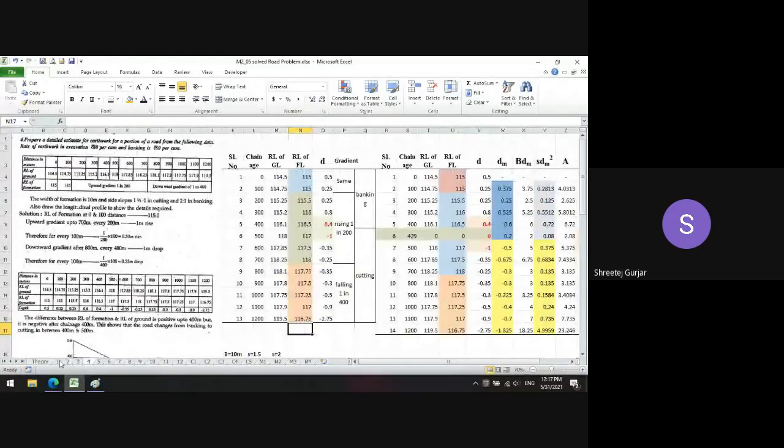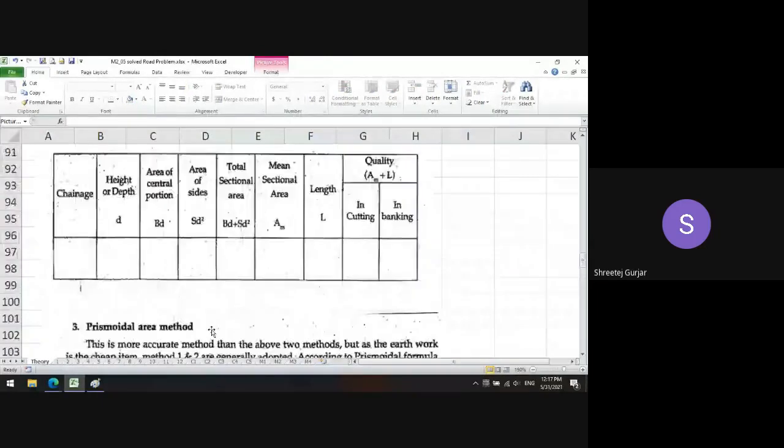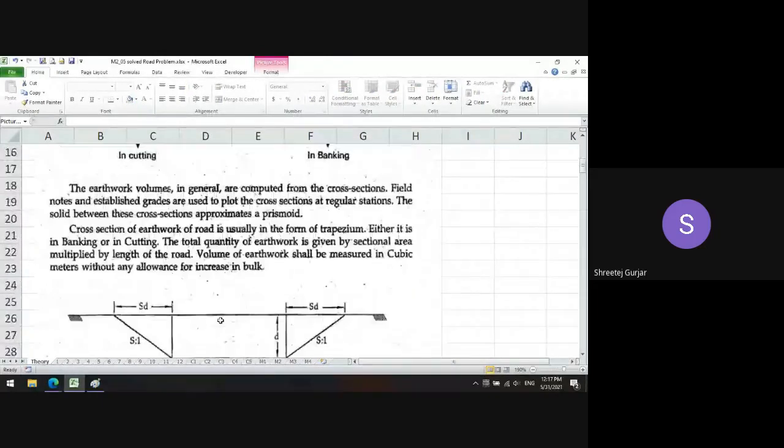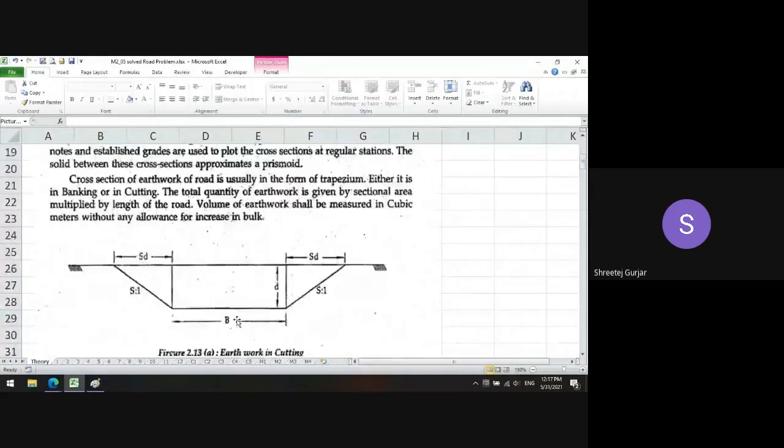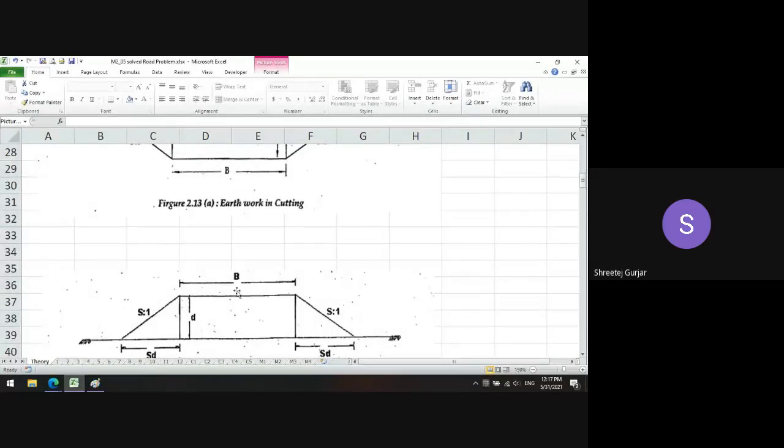But we have not calculated for what? We have not calculated exactly for your road, for your pavement. We have not included your pavement, whether it is a concrete pavement or a bituminous pavement. We have not calculated that part. So in your next numericals, we'll include that.